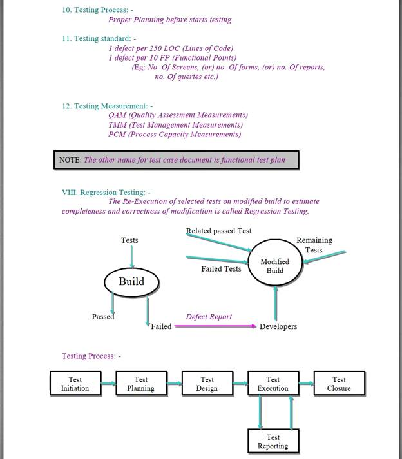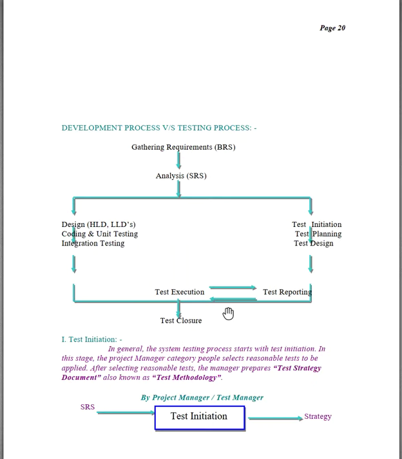So in the testing process, we have test initiation, test planning, test design, test execution, test reporting, and finally test closure. The development team process is parallel to the testing process. The first phase is always the same: requirement gathering and analysis. Then the development team will have design, coding, and integration. And for the testing team, there will be test initiation, test planning, and test design. And then we will have test execution, reporting, and closure.